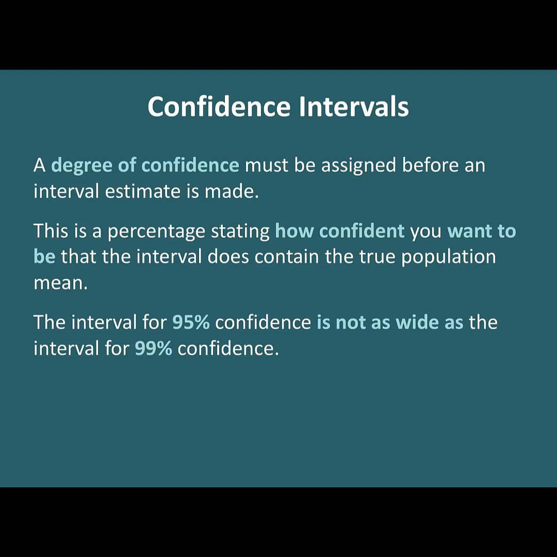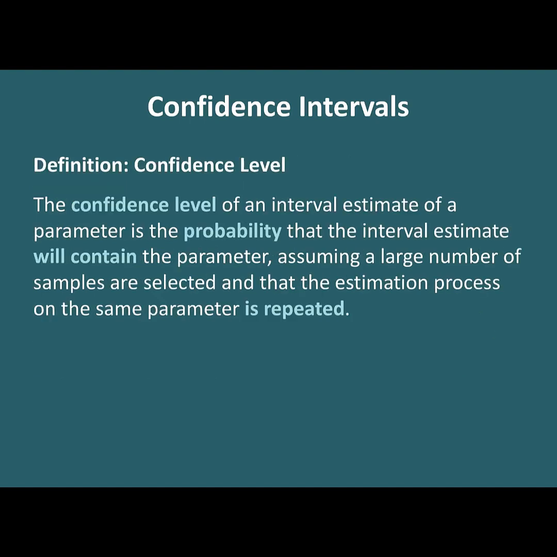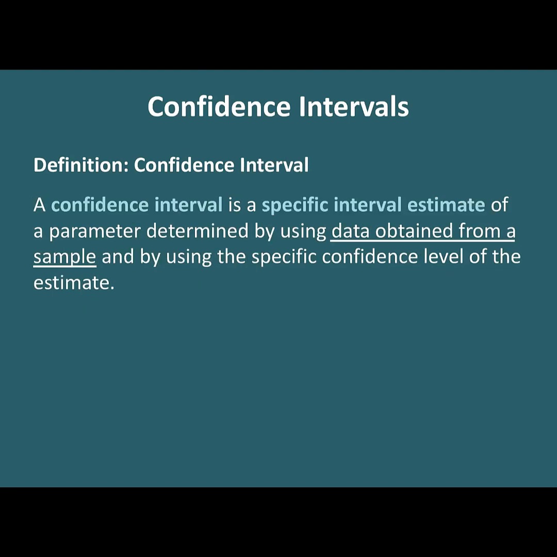The interval for 95% confidence is not as wide as the interval for 99% confidence. To increase the confidence that the true population mean is in the interval, the interval must be made wider. Confidence level. The confidence level of an interval estimate of a parameter is the probability that the interval estimate will contain the parameter, assuming a large number of samples are selected and that the estimation process on the same parameter is repeated. Confidence interval. A confidence interval is a specific interval estimate of a parameter determined by using data obtained from a sample and by using the specific confidence level of the estimate.